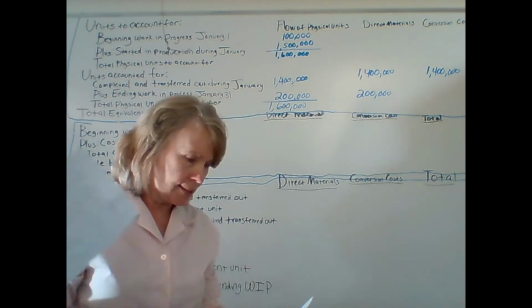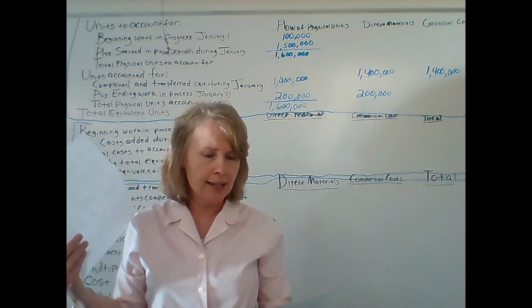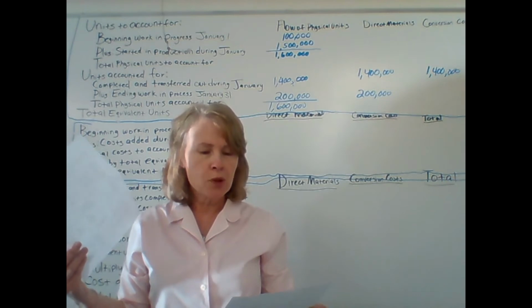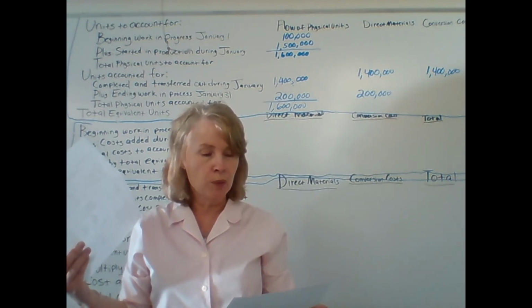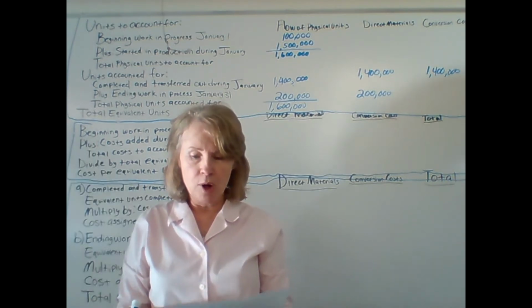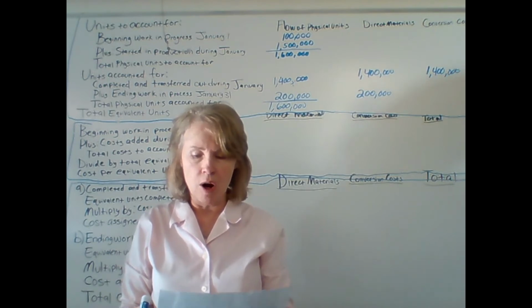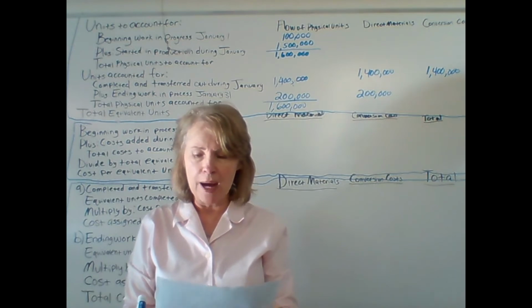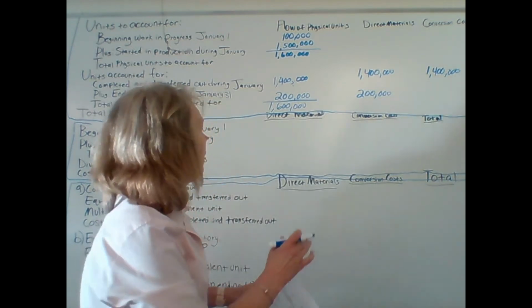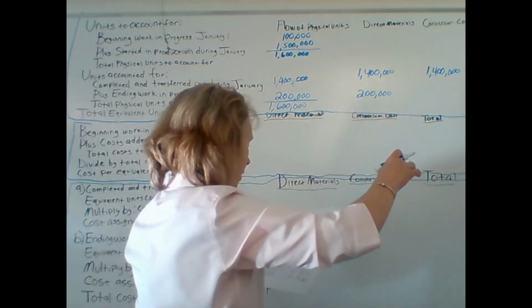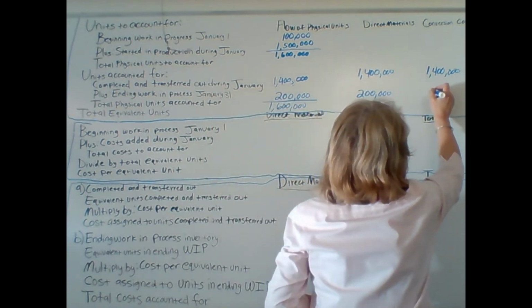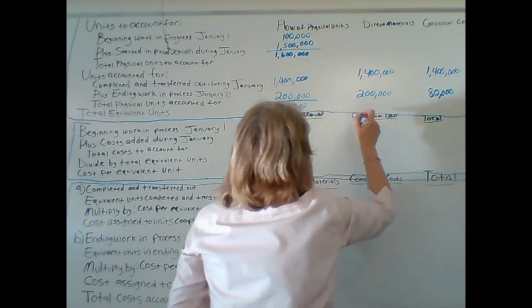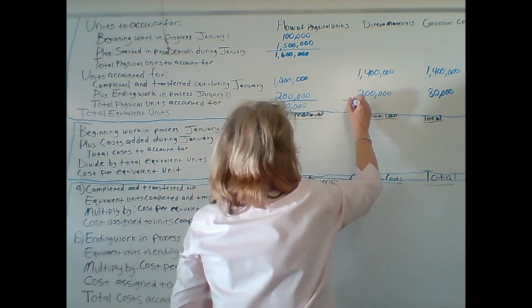All right, but what does it say about ending? It says units in ending work in process are 40% of the way through the process. What's the process? Those are your conversion costs. So you're going to take 200,000 and multiply that by 40%. When you do 200,000 times 40%, that gives you 80,000. Okay? All right, now I'm ready.